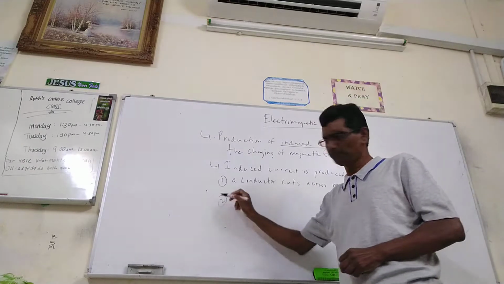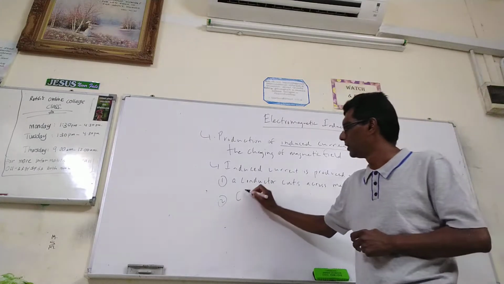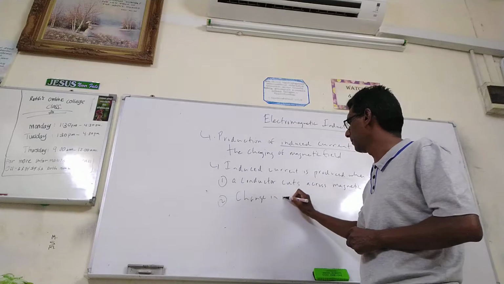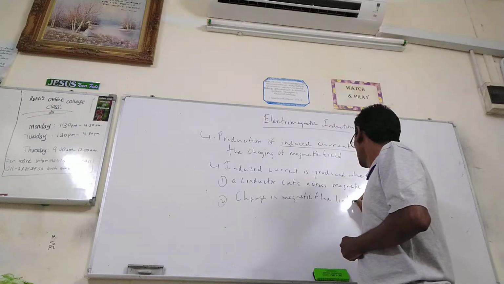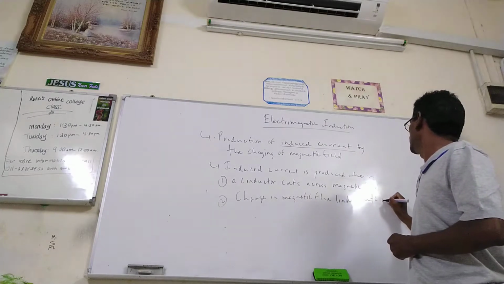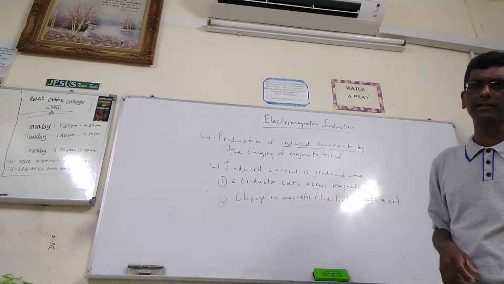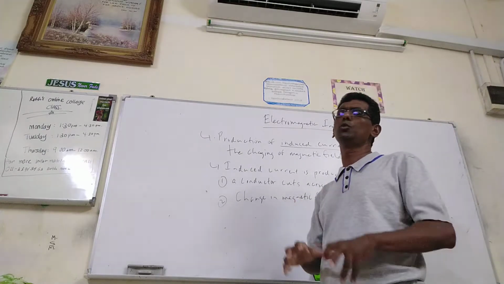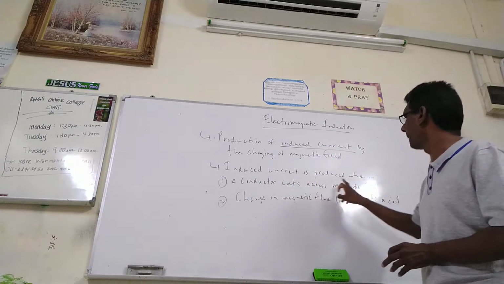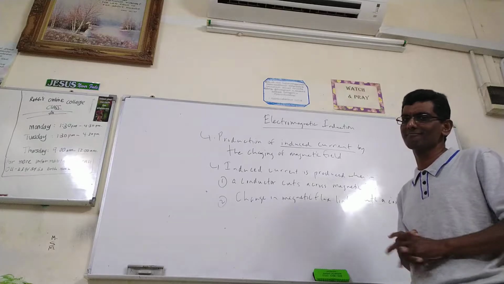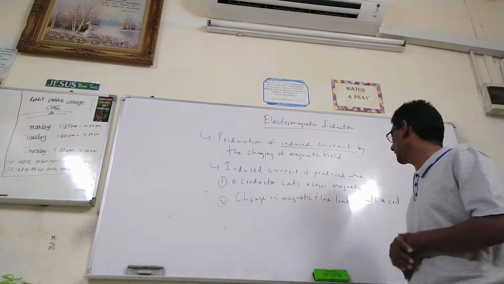Okay, number two is a change in magnetic flux linkage with a coil. So these are the two ways you can produce induced current. First method, a conductor cuts across magnetic flux. Second method, a change in magnetic flux linkage with a coil.